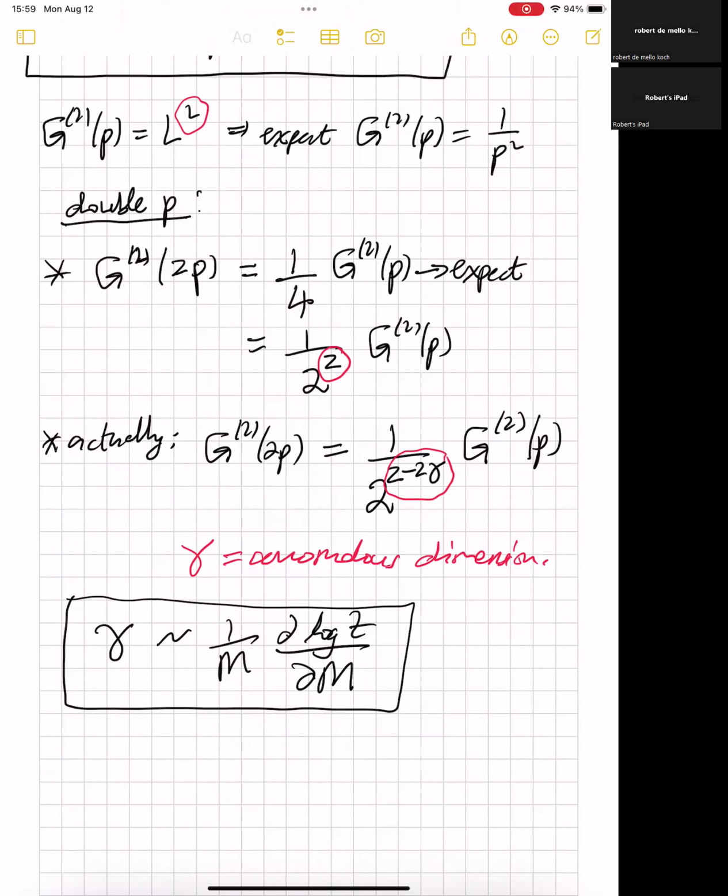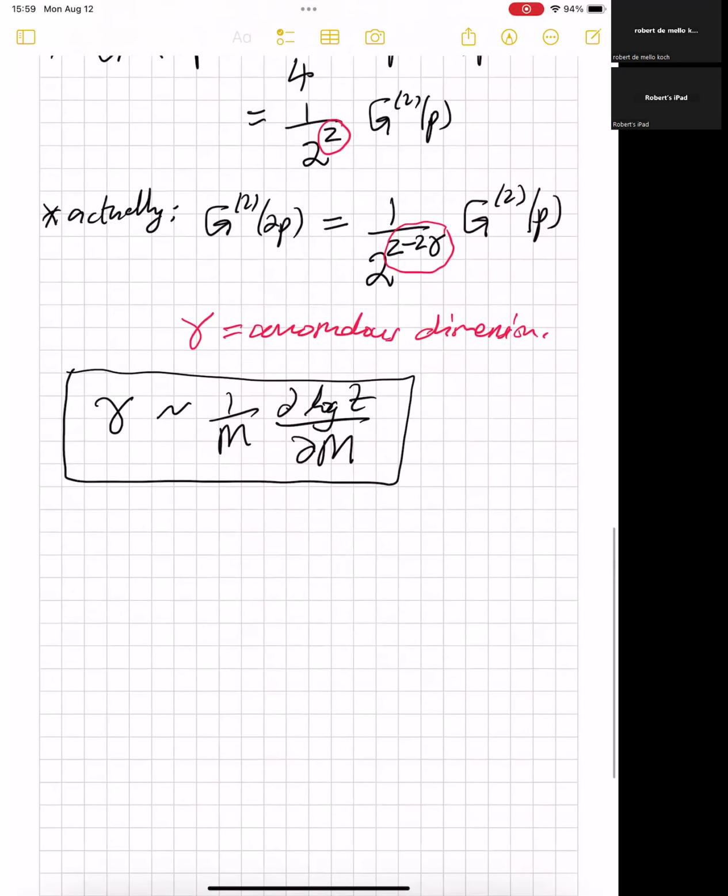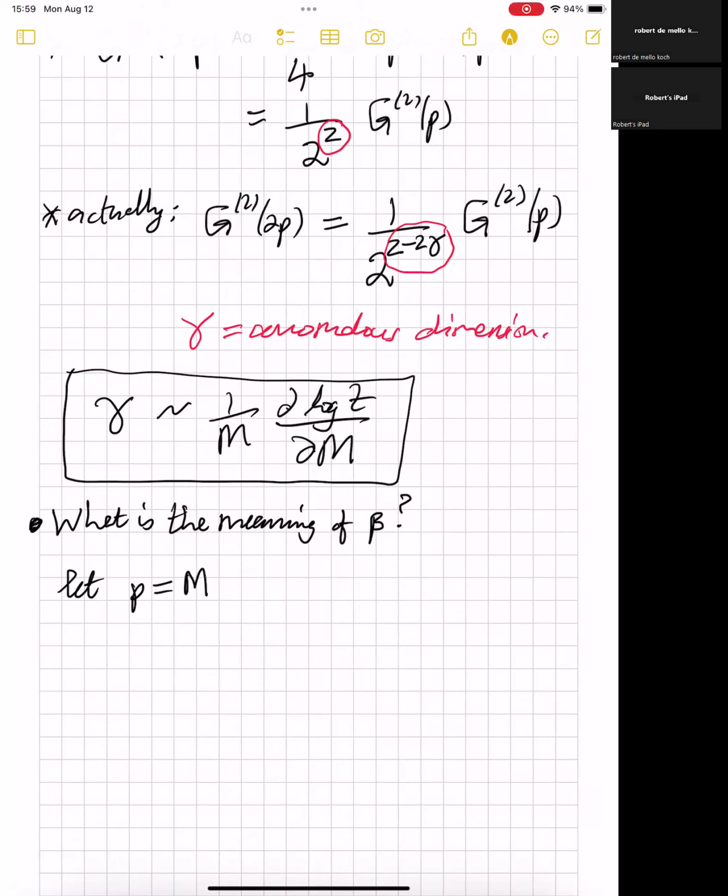Good. Now, let's focus on beta. What is the meaning of beta? Again, let's try to simplify the problem. So to simplify the problem, let p equal m. So now if we let p equal m, then we know that G bar at p equal to m is the physical coupling.